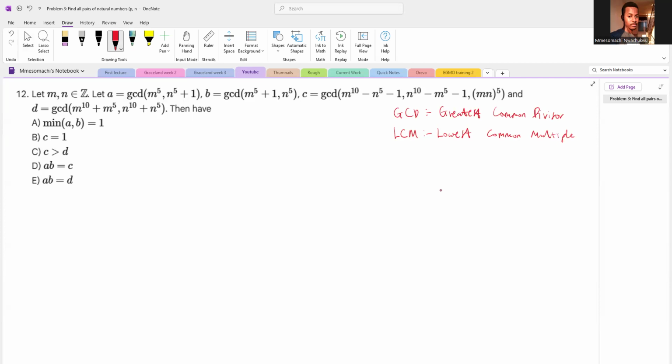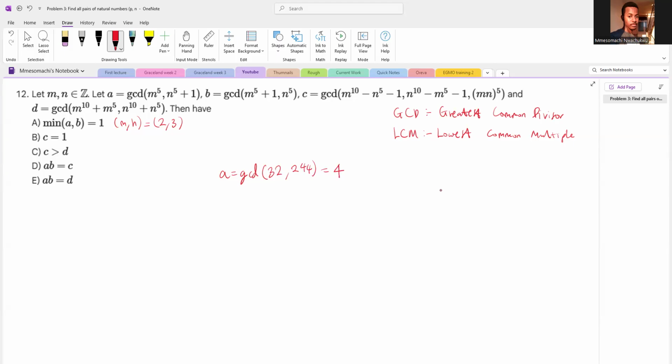So for the first one, let's see if we can find the counter example. If I set M and N to be equal to 2 and 3, what do we have? Let's evaluate what A is. A is equal to the GCD of 2 to the power of 5, which is 32, and 3 to the power of 5 plus 1, which is 243 plus 1, so 244. And this is 4.